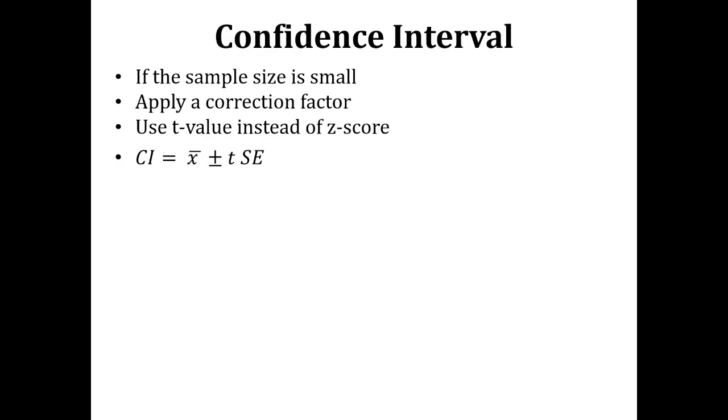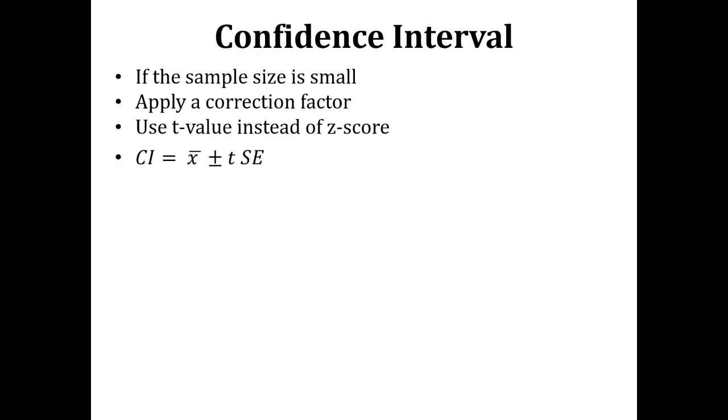So z-score is applicable when you have the normal distribution and when you have a larger sample size. But if you have a smaller sample size, then you are going to use the t-value, because in the smaller sample size, it is likely that your sample is not going to have a normal distribution. So therefore, you're going to use the t-value.